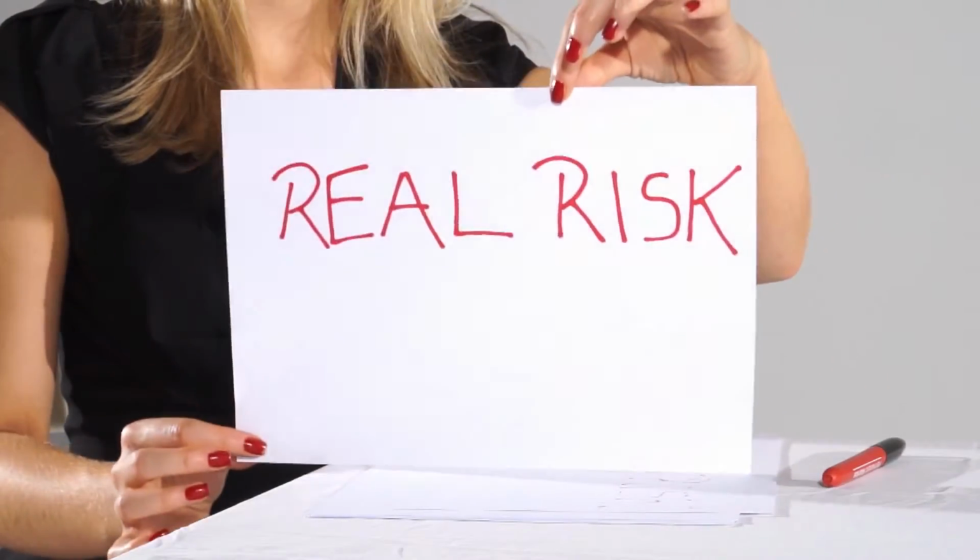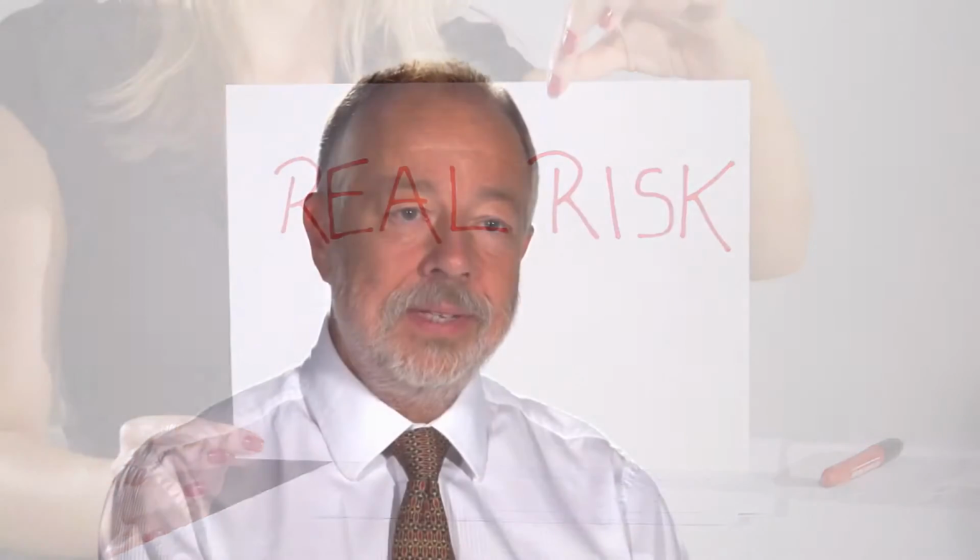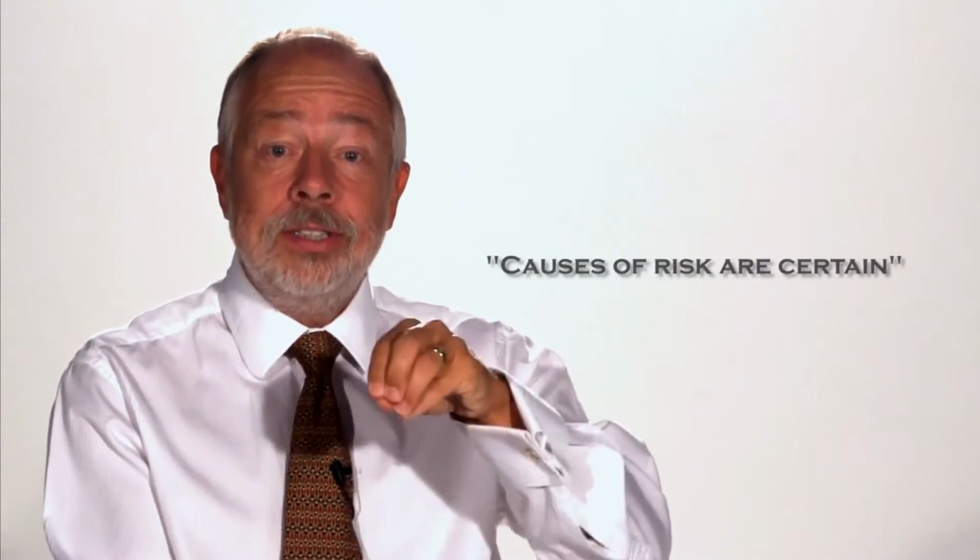There are two ways in which we can confuse risks with non-risks. The first is to imagine that the cause of a risk is the risk itself. But causes of risk are certain. They're present now. They are facts and conditions that give rise to risk. They're not uncertain, so they're not risks. Causes of risk might include requirements or constraints or problems or issues.